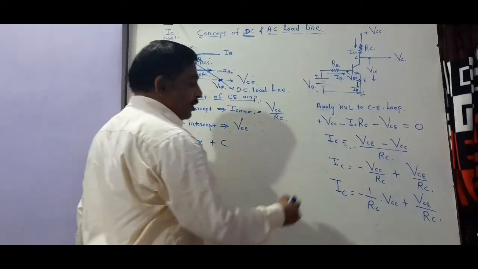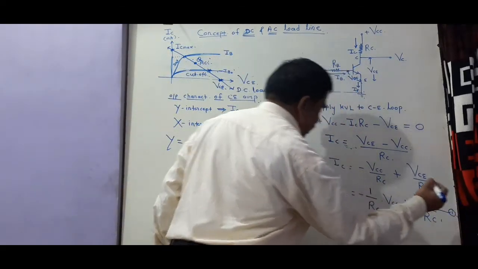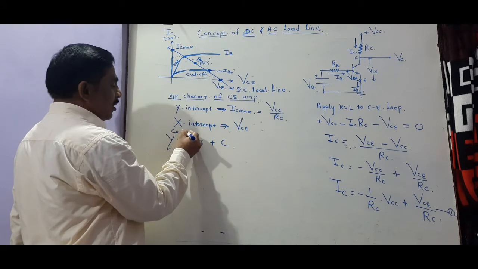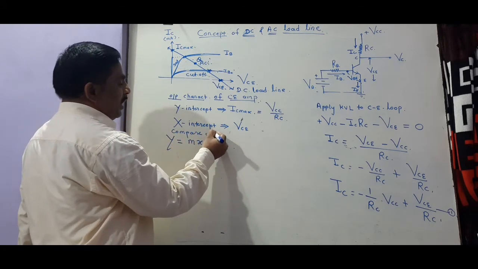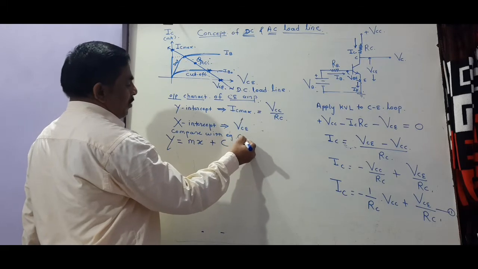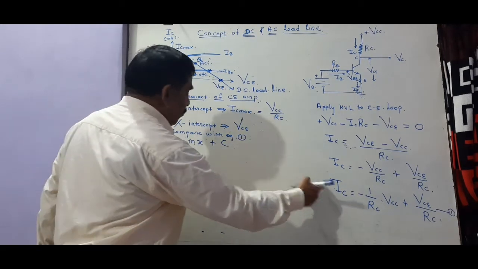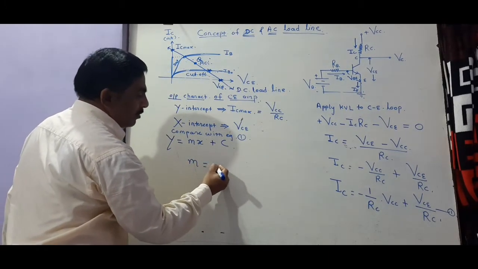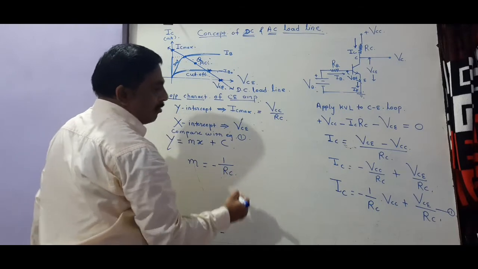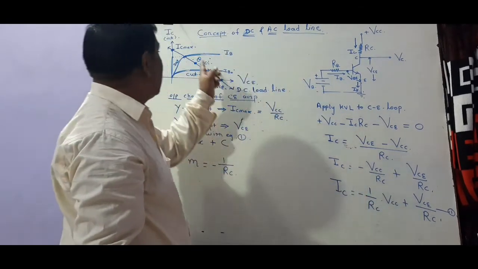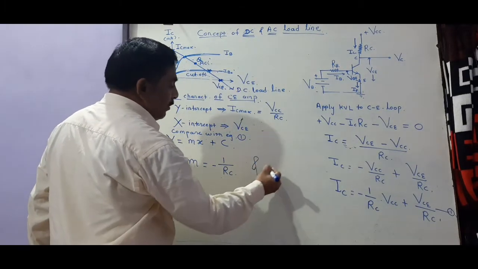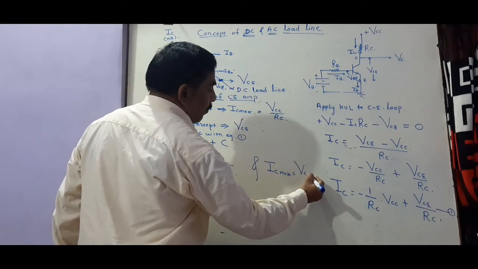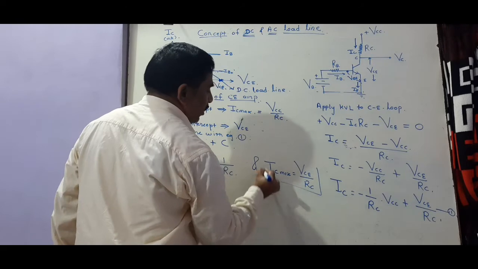So this is the basic equation, equation number 1. Compare this with y is equal to mx plus c. So IC is equal to y, this is the y intercept, and therefore m is equal to minus 1 upon RC, and the constant is VCC upon RC, which is equal to IC max. IC max is the maximum value when x is equal to 0, that is, IC is equal to VCC upon RC.